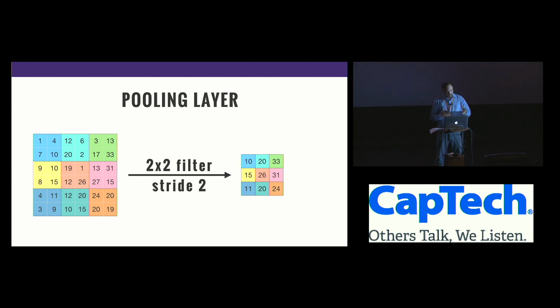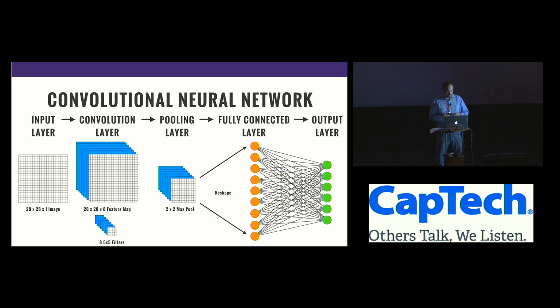So I've applied this 2x2 to a 6x6, and it's resulted in a 3x3, which is a fourth of the number of pixels. So as I go into my next learning layer, I've cut down my number of pixels by a factor of 4. So way fewer connections again. Faster training, better reduction of overfitting.